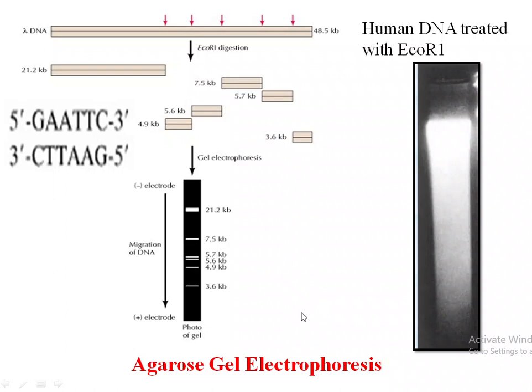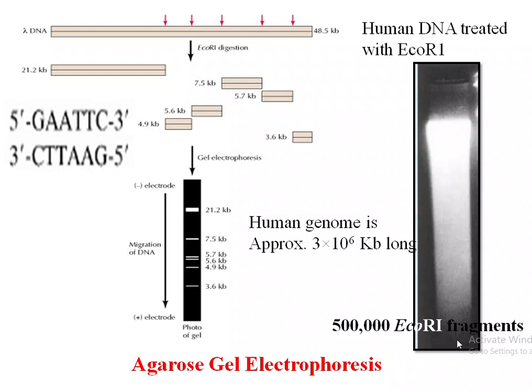However, the restriction endonuclease digestion of larger genomes yields quite different results. For example, the human genome is approximately 3 x 10^6 kilobase long, and is therefore expected to yield more than 500,000 EcoR1 fragments. Such a large number of fragments cannot be separated from one another. So agarose gel electrophoresis of EcoR1 digested human DNA yields a continuous smear rather than a discrete pattern of DNA fragments.